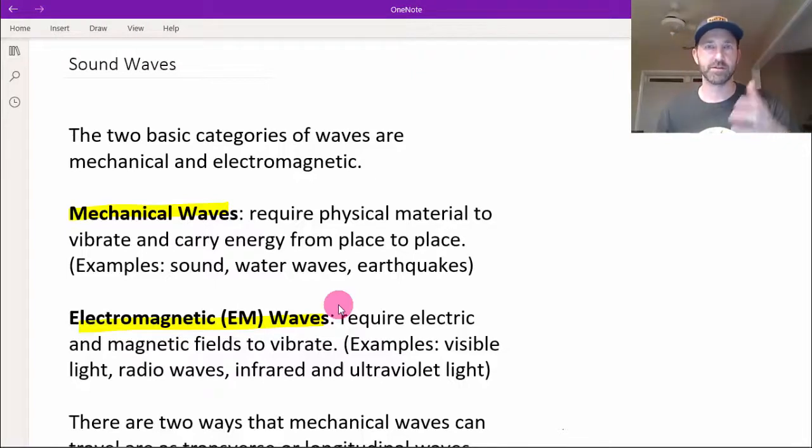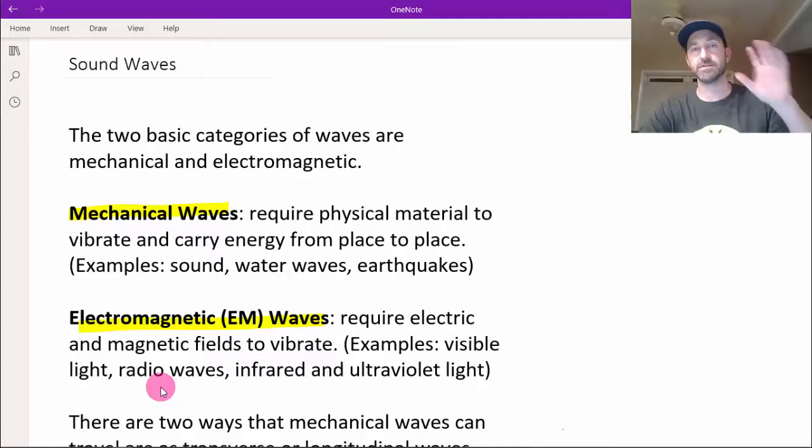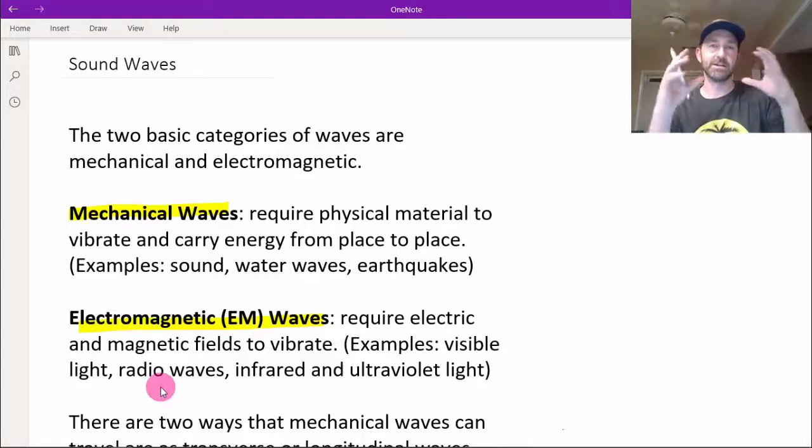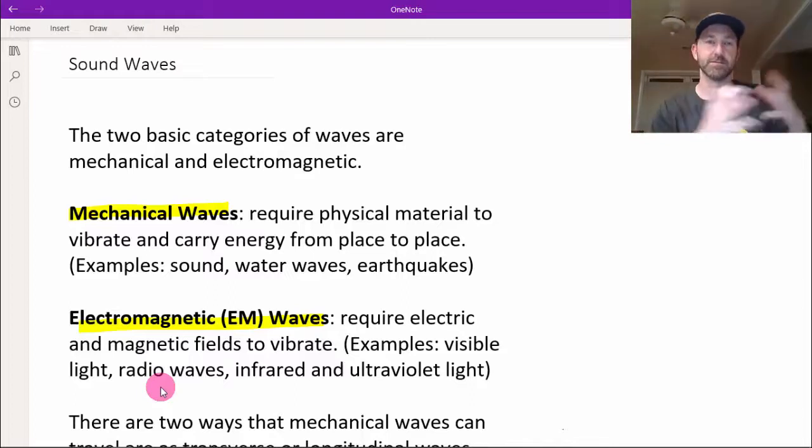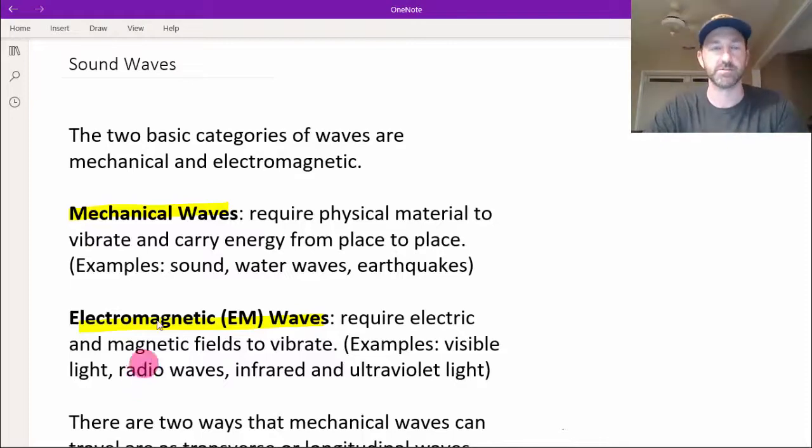Radio waves, infrared, all those other things as well are EM waves or electromagnetic waves, but I'm not going to talk about those today. It is tempting to think that radio is some sort of a sound wave, but it's not. Radio itself is an electromagnetic wave that you need a circuit to decipher and turn into sound that then comes out of a speaker. Moving air, which is a physical material, is a mechanical wave.